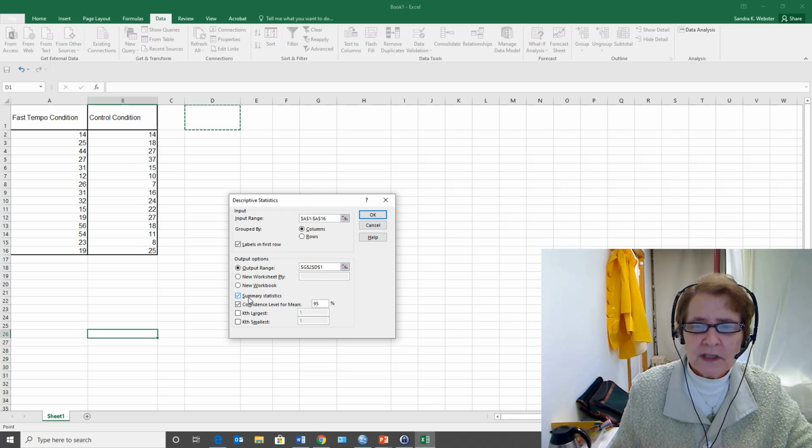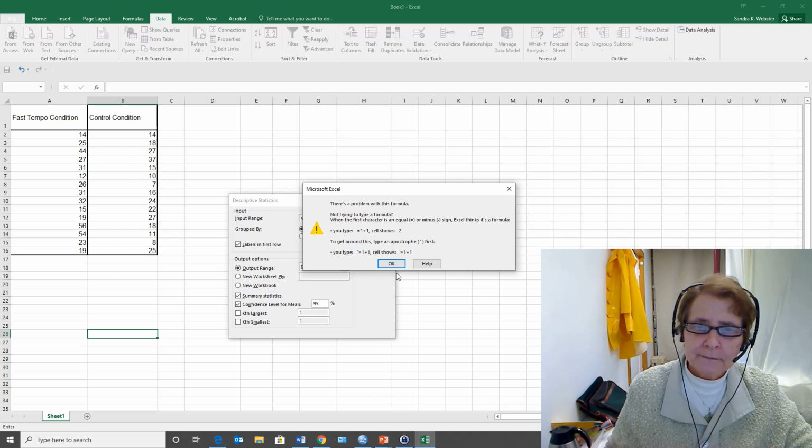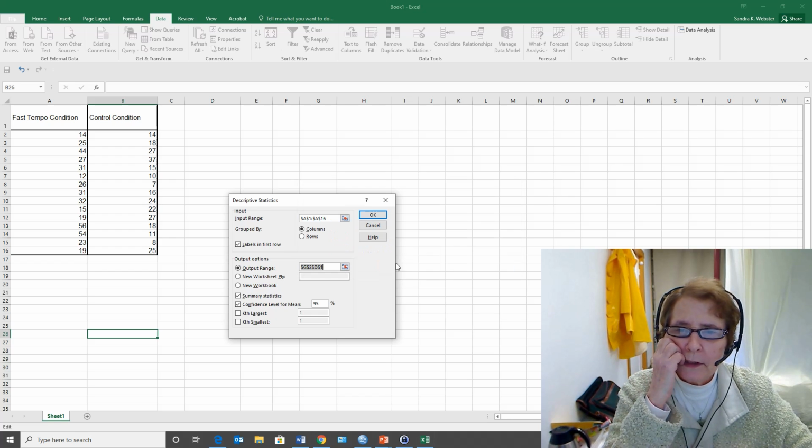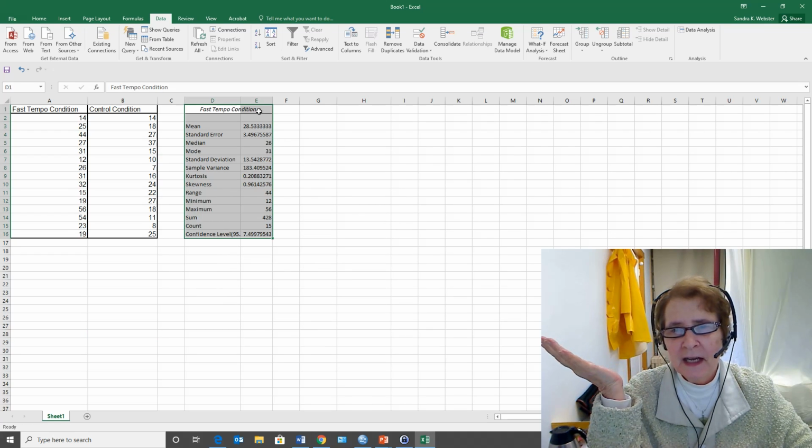I'm asking for summary statistics, and I'm also asking for confidence level of means because that's useful if you want to plot the means with confidence levels. So I said okay, and it didn't work. It didn't like that. Everything else seems fine. I say okay, and I've got the descriptive statistics for the fast tempo condition. And this is a good set of descriptive statistics.